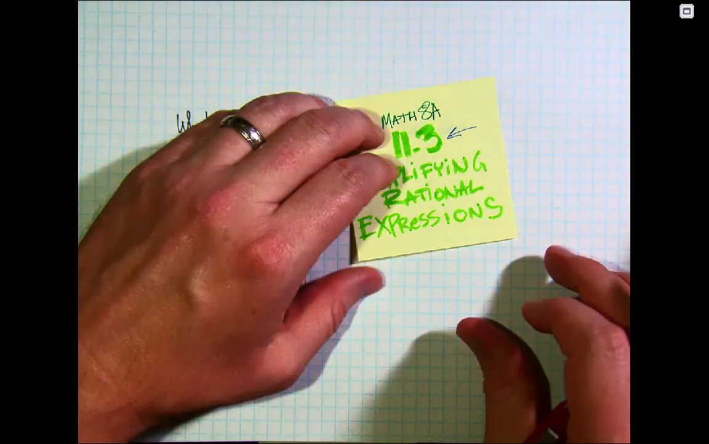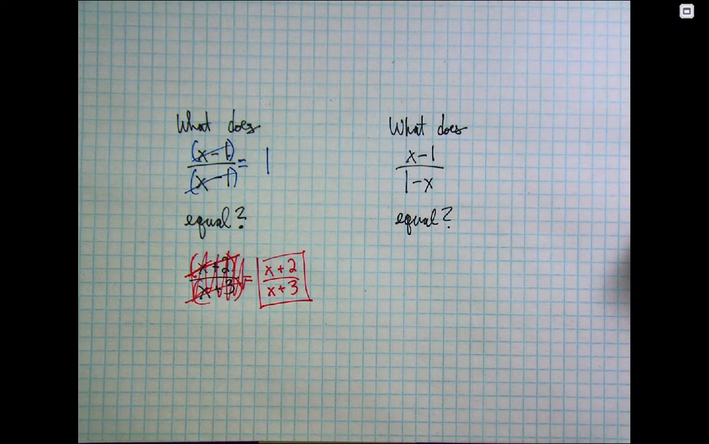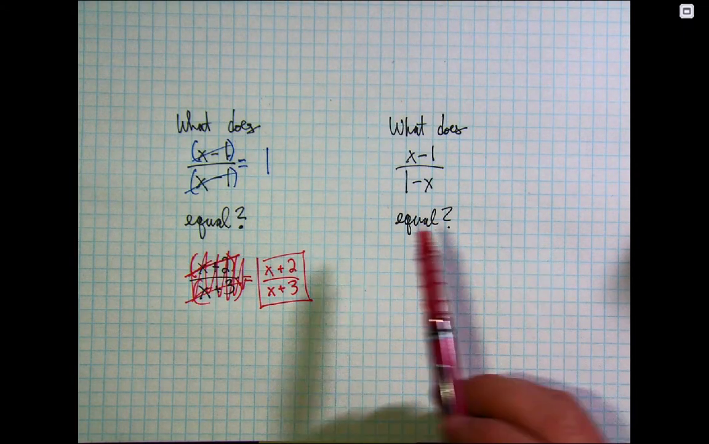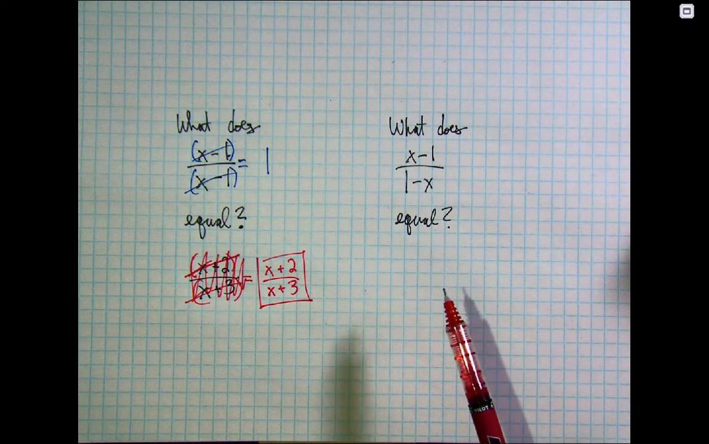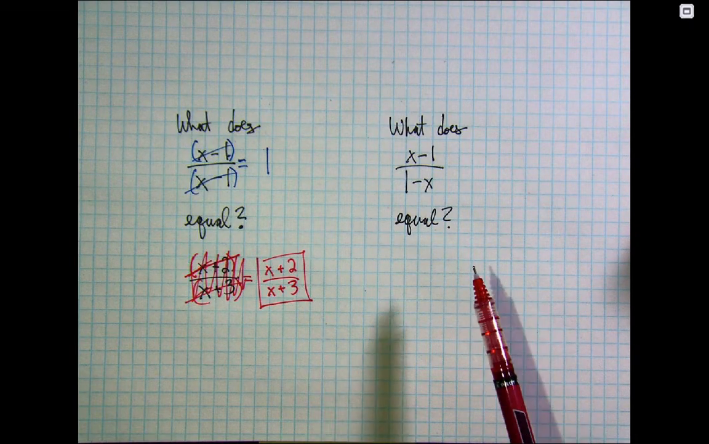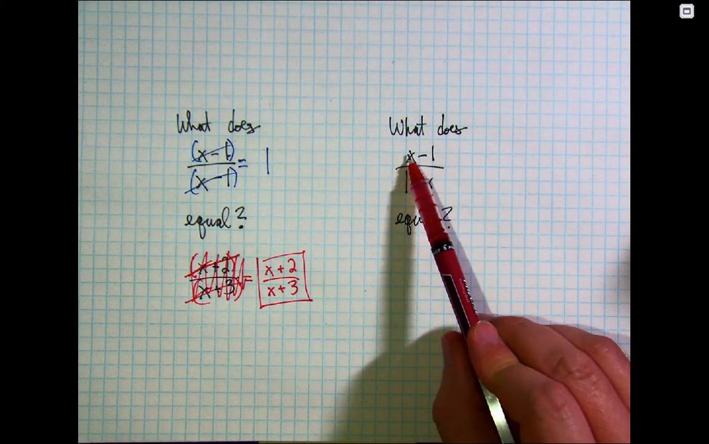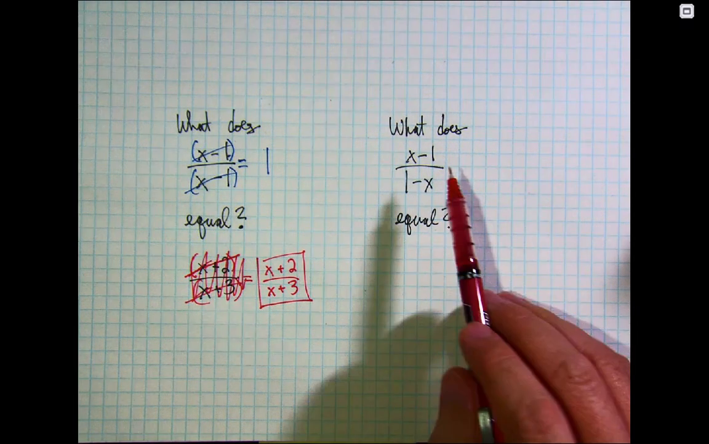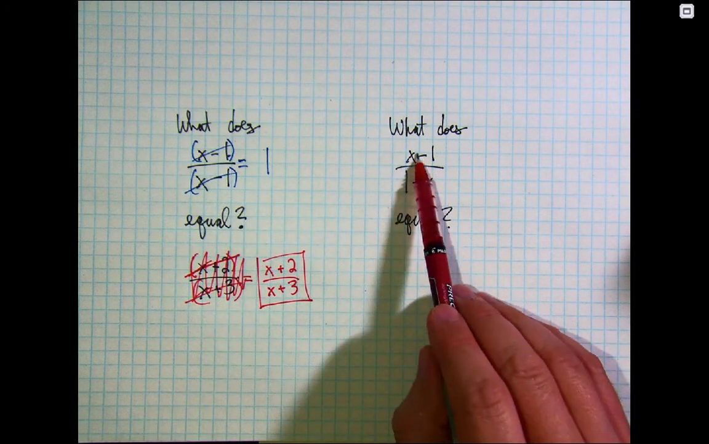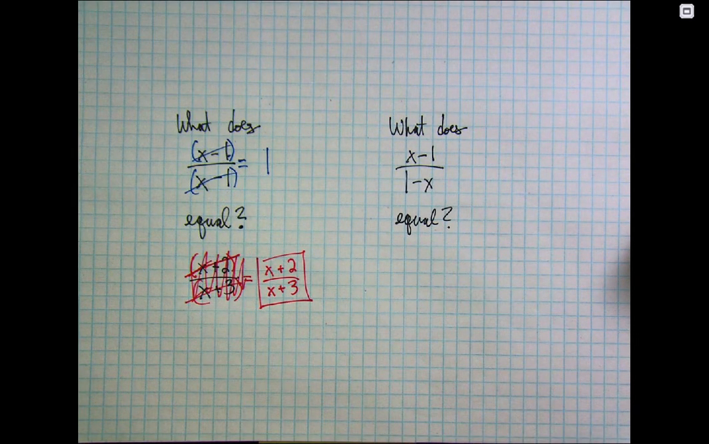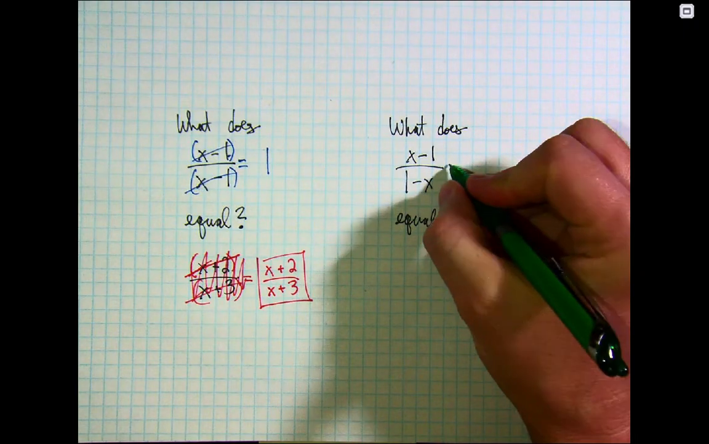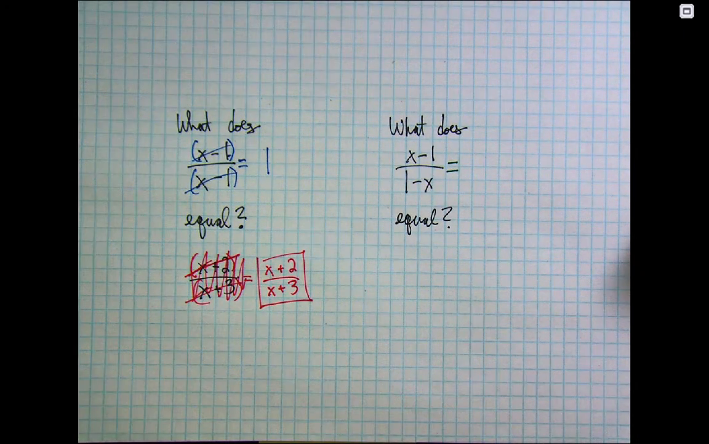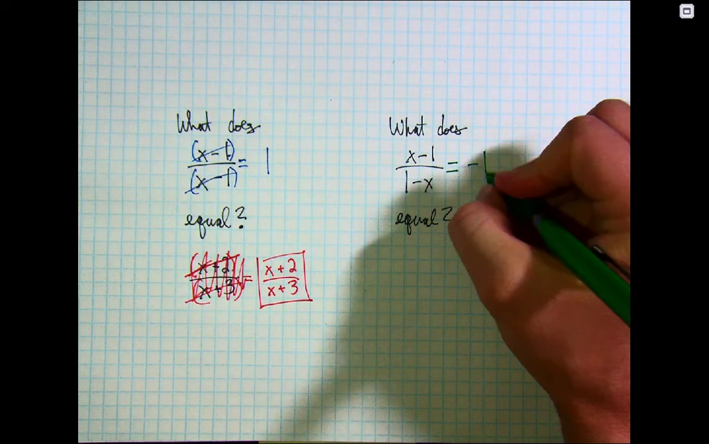Speaking of which, my second challenge for you today as you watch this video is, what does this rational expression equal? The difficulty: I'm not allowed to just cancel the x and the x, and the minus 1 and the 1, and unlike this one over here, these actually don't quite match. So what am I going to do? Just give up and say it's already in simplest form? Haha, no. The answer to this is -1.